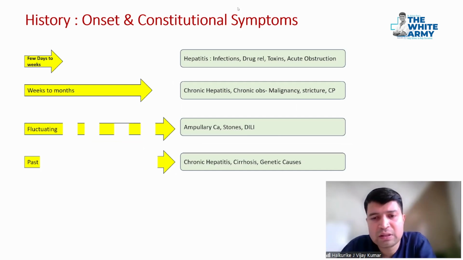So this is often seen in ampullary carcinoma, which I'll be describing, where there is a tumor at the opening end of the bile duct, in the presence of stone, and as well as drug-induced liver injury.